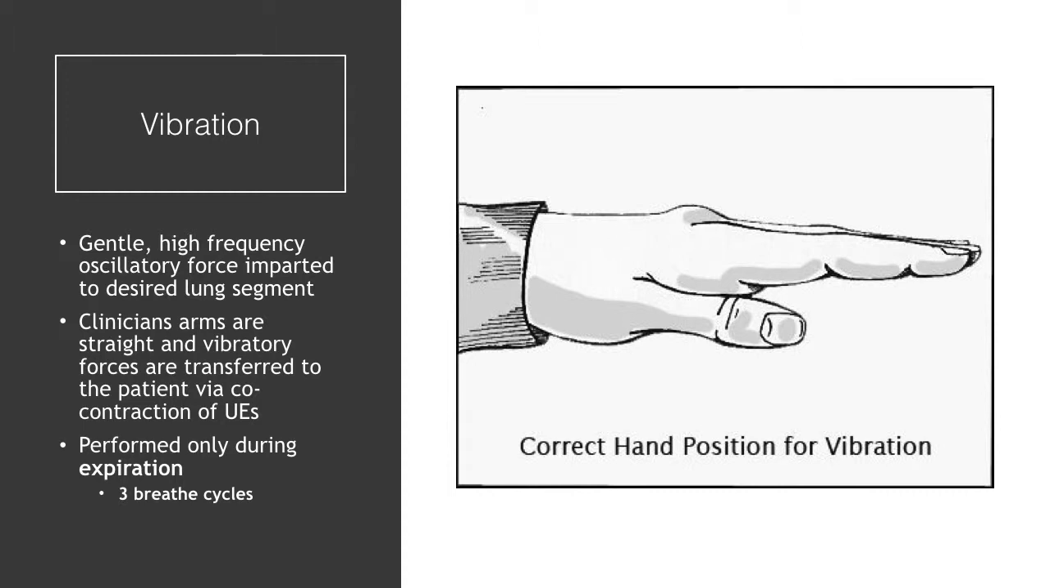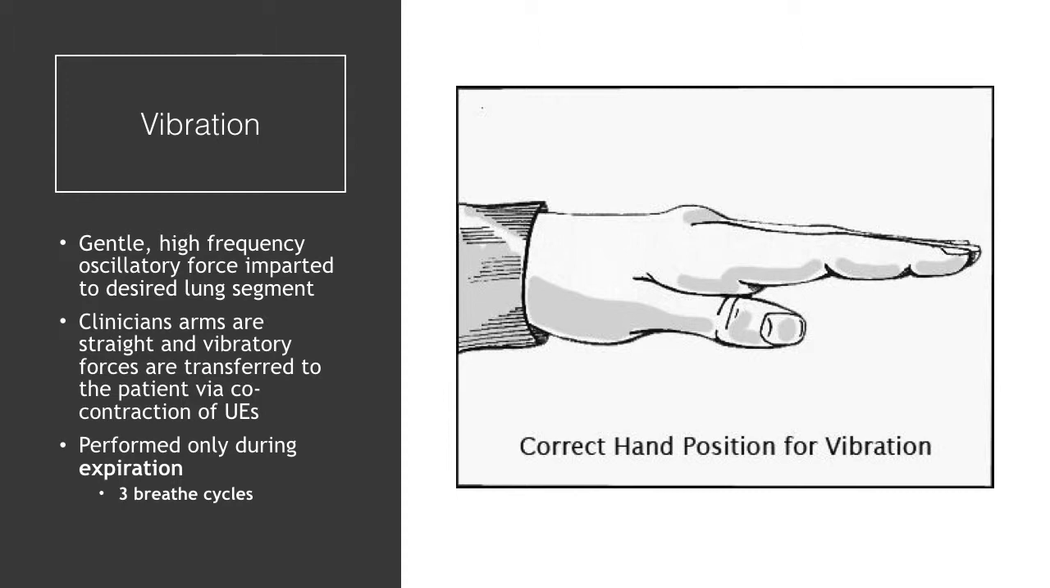So after you're finished with your 3 to 5 minutes of percussion, you can now do vibration. So alternatively, vibration is performed with a flat hand, unlike percussion, which again uses the cupped hand. And this is an important distinction to make. So when performing vibration, we're trying to impart a gentle but high frequency oscillatory force to the desired lung segment.